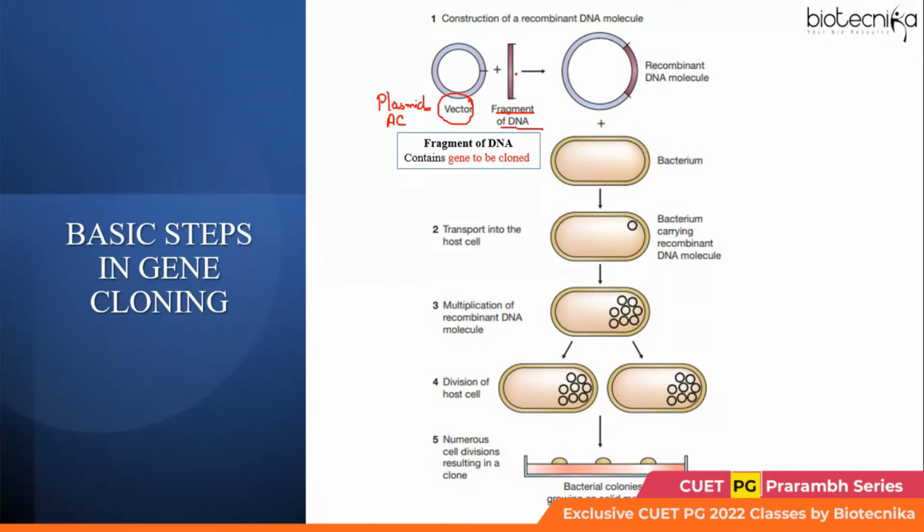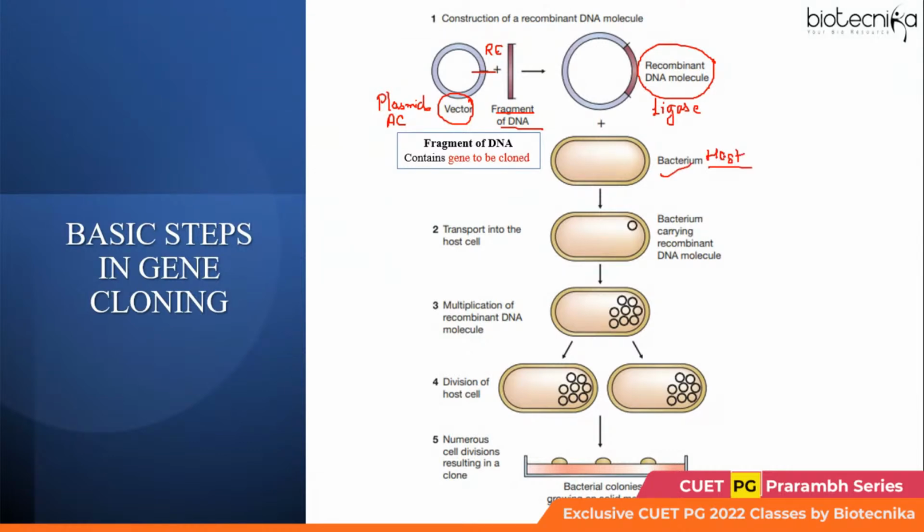So when we join the DNA fragment carrying a gene of interest with the vector, the vector also you have to open up with the use of restriction enzyme, and then with the help of an enzyme called ligase, we will be joining these two DNA molecules. And the result, what did we get? Recombinant DNA molecule.